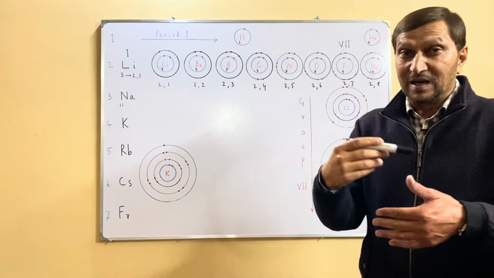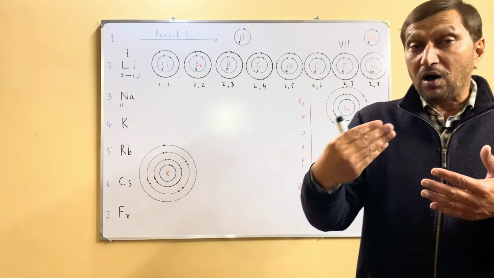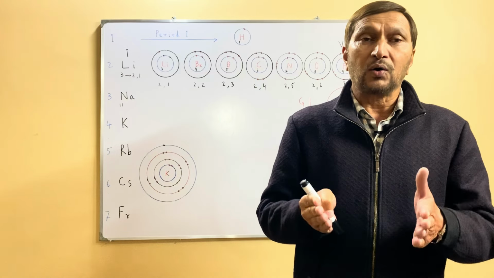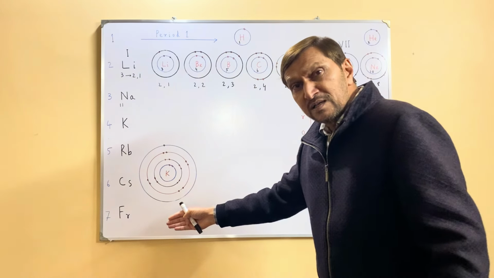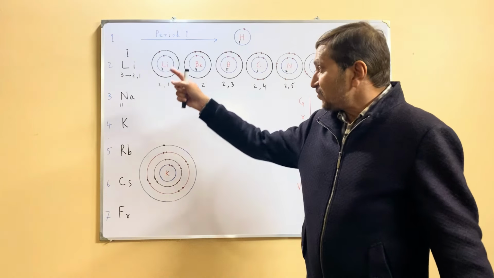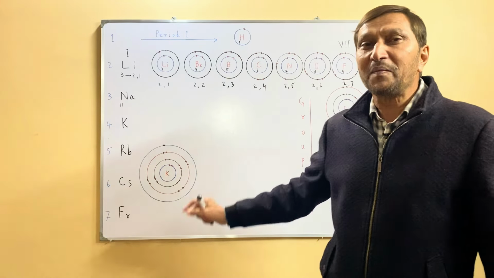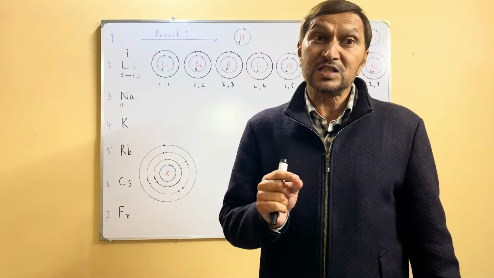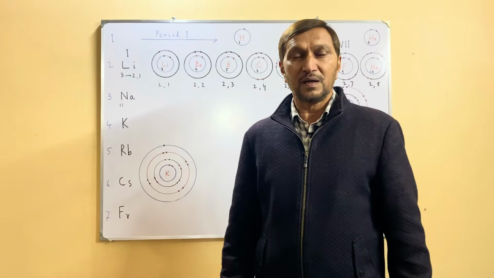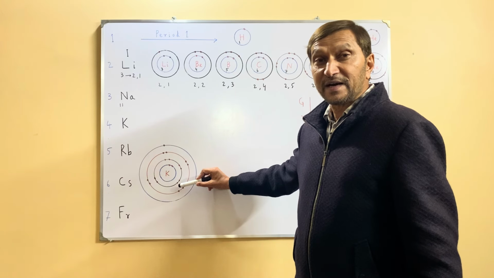So the number of shells, the number of orbits, is being added, and because of the addition of the orbits, the atomic size, the atomic radius, increases down the group, either in metals or in non-metals. The phenomenon is the same. Keep this in mind. As we are moving down the group, the atomic radius is increasing.